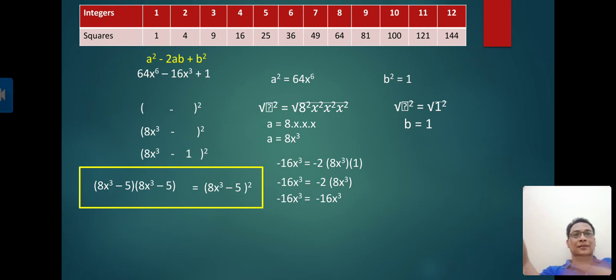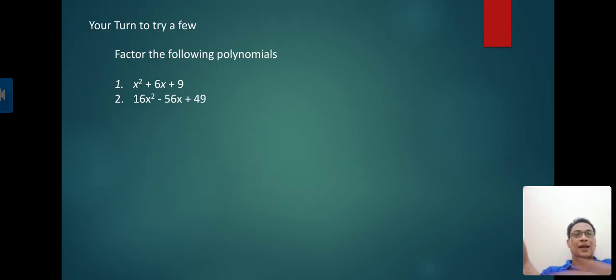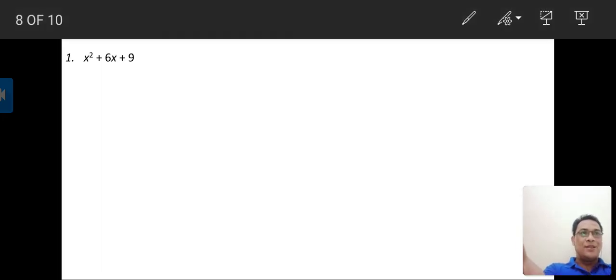Okay, so it's your turn to try a few. You have to factor the following polynomials. Number 1, we have x squared plus 6x plus 9. Number 2, we have 16x squared plus 56x plus 49. Again, these are the answers. Okay, so let me show the solution. We have here x squared plus 6x plus 9.